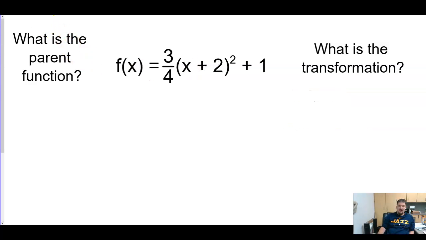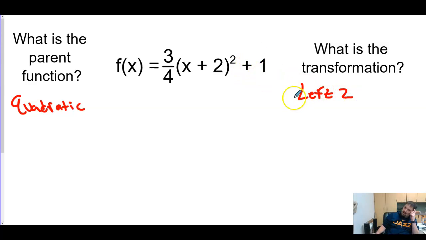Okay, next. First off, what's the parent function? Well, here's the x, and the x is being squared. Therefore, this is a quadratic function. What are the transformations? Okay, on the inside lies. So this plus 2 is telling me I'm actually going left 2. On the outside, this does not lie, and it tells me whether I'm going up or down. So in this case, I'm going to be going up 1.